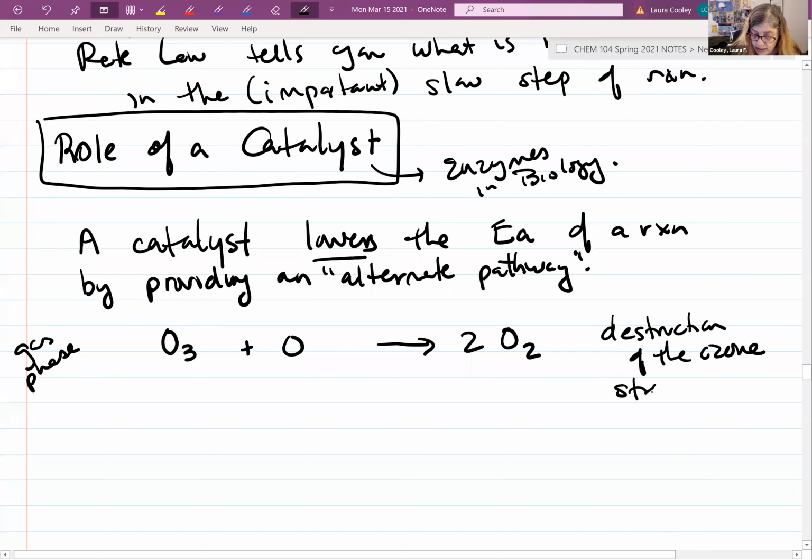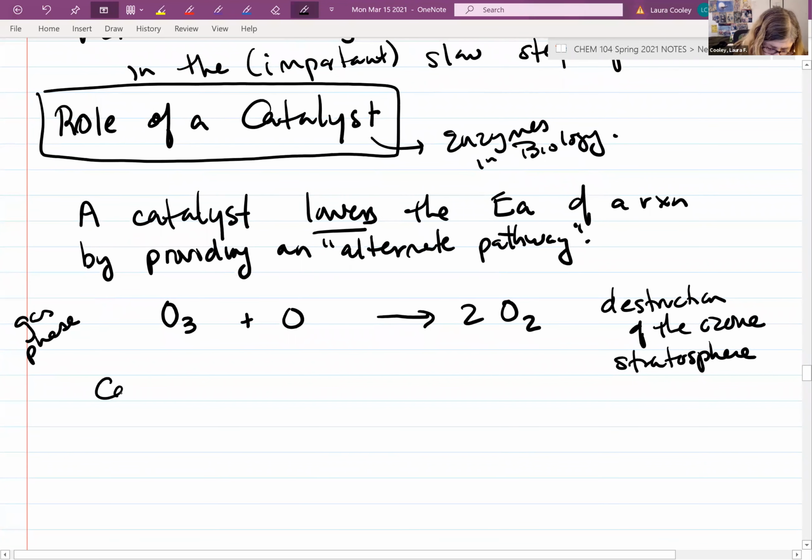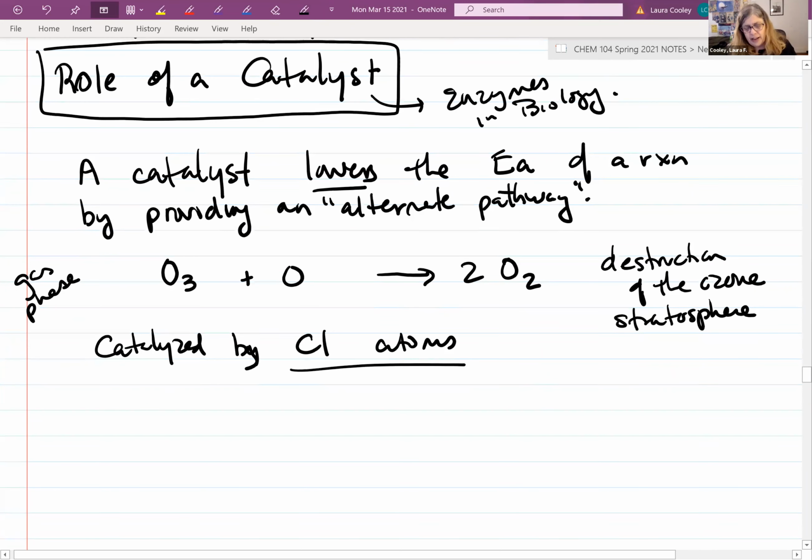And it happens in the stratosphere, way up there, okay? So this reaction, it turns out, is catalyzed by chlorine atoms. And you might ask, where do these chlorine atoms come from? Does anybody know where they come from? Or some of them come from? Many of them?